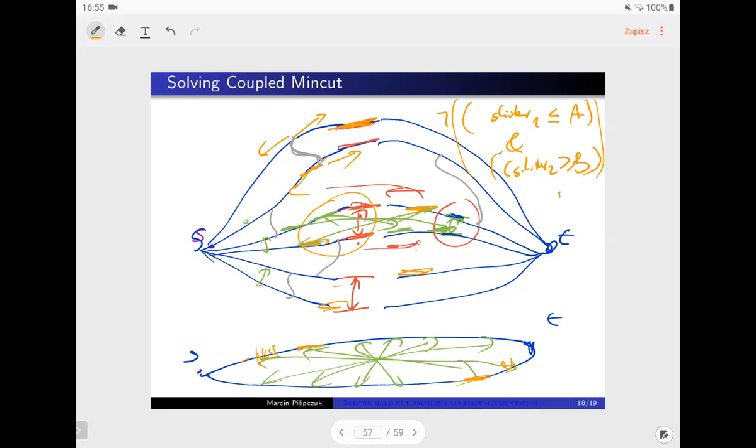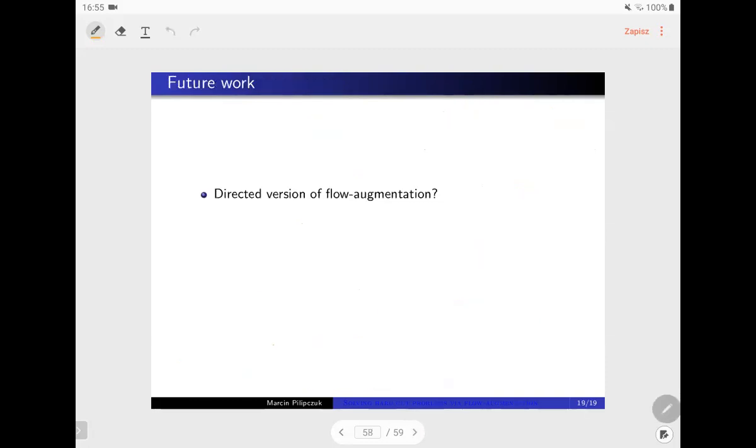But I wanted to highlight the intuition why the flow augmentation may help with coupled min cut as well. So let me conclude with the main open problem: I would like to have the same statement in directed graphs, or a very similar statement in directed graphs.